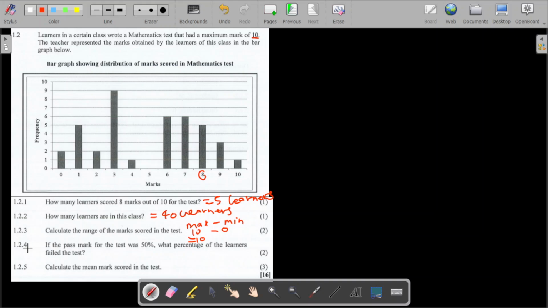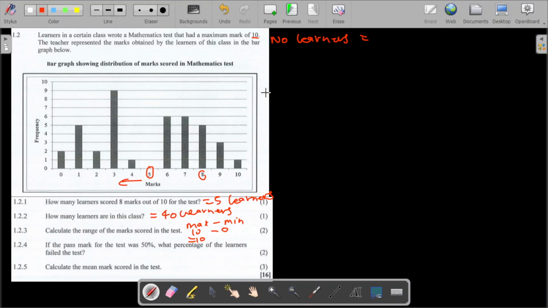Now in 1.2.4, they're asking us, if the pass mark of the test was 50%, what percentage of the learners failed? Now first, we need to find the number of learners that got less than 50%. Remember the maximum mark is out of 10, so my 50% is 5, so everyone that is less than 5 has failed the test. So how many learners are those?